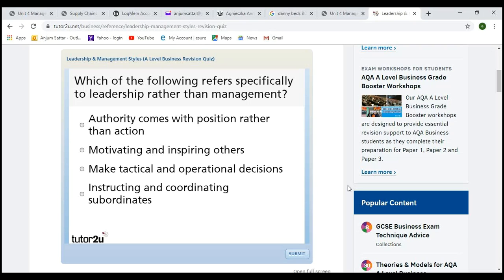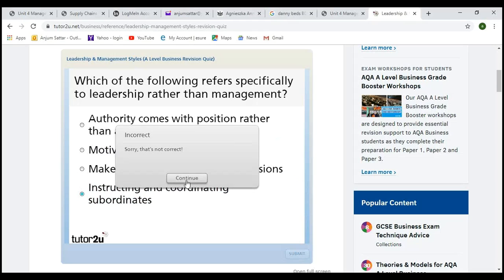Okay, which one do you think? Don't worry, it's not a test, please. I know. I'm just trying to remember, because half the time I did not read the slide, so I'm not sure to be honest, but that's what I understand. Instructing and coordinating subordinates, I think. Leadership, yeah.